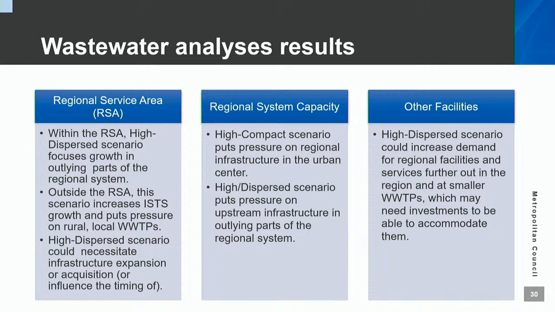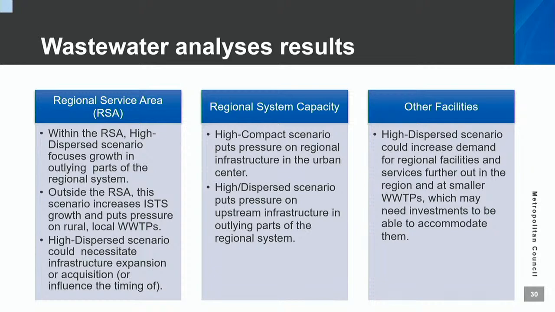So the next two slides will quickly recap and summarize the results and then our connections to land use policy. Again, this is broken up into three different categories. Within our regional service area, that high dispersed scenario focuses growth in the outlying parts of our system. And then outside of our regional service area, it increases ISTS growth and puts pressure on local rural wastewater treatment plants. So this scenario could necessitate infrastructure expansion or influence the timing of infrastructure acquisition. And then looking at regional system capacity, that high compact scenario puts pressure on the regional infrastructure in our core areas, which are most able to handle that increased flow.